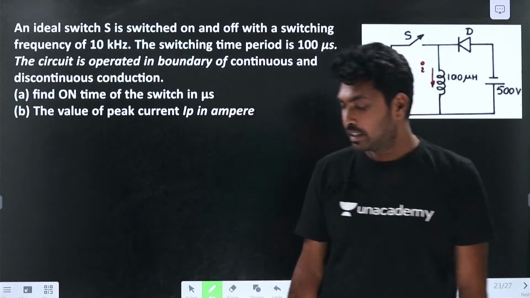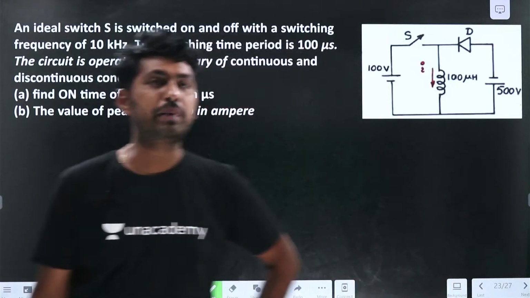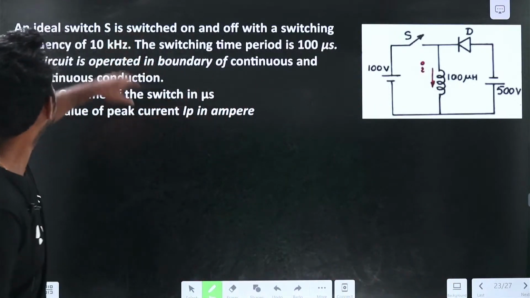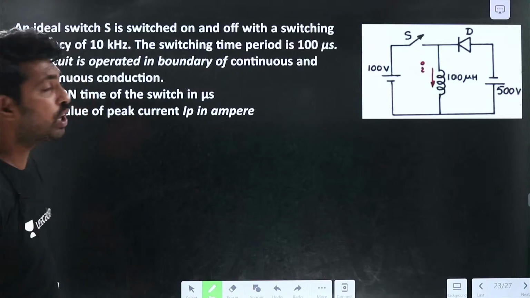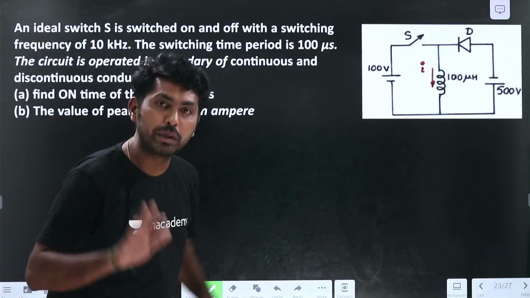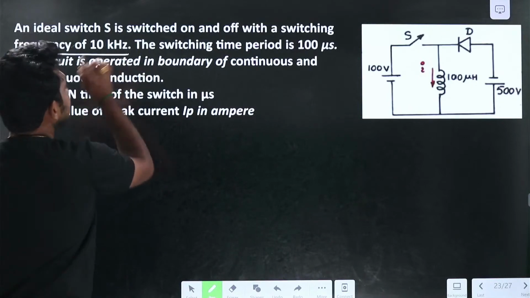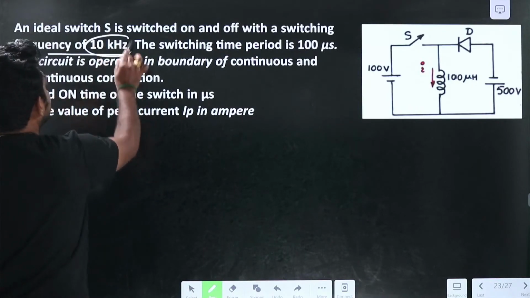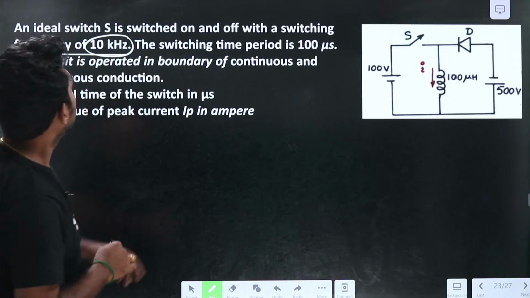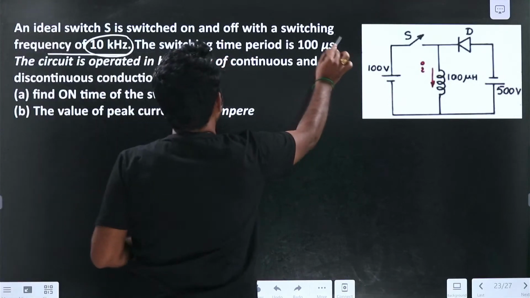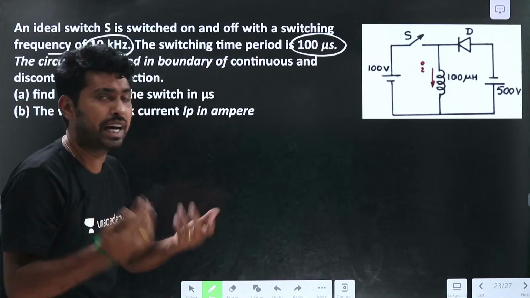So let me explain the question first. What is the question here? The ideal switch S is switched on and off. This converter is the buck boost converter, that is clear. The switching frequency is given as 10 kHz, so the switching time period will be 100 microseconds. 1 by 10 kHz is 100 microseconds.